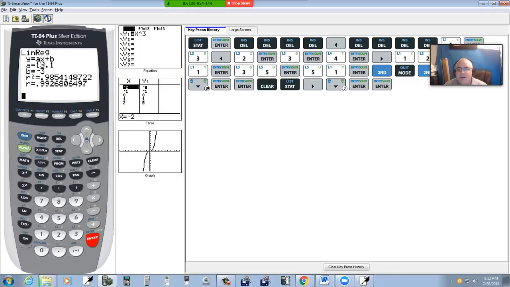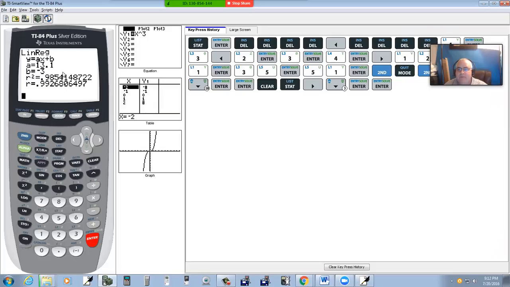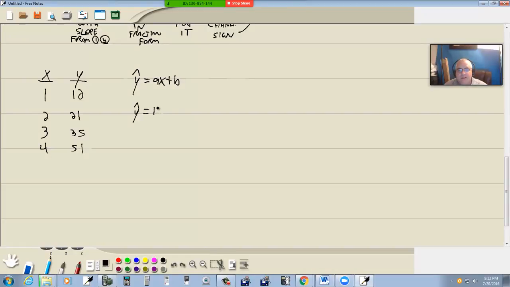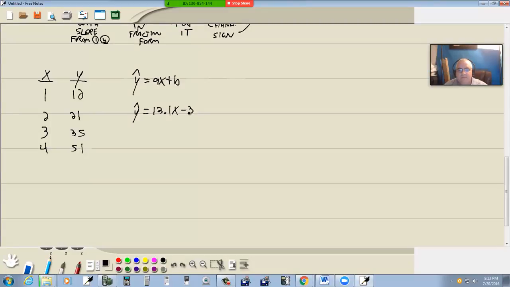Now, if you look at this equation at the top, it says y is equal to ax plus b. Usually when we're talking about linear regression models, we put a hat over this. It looks like that. It's called y hat, as weird as that seems. What that means is that's an estimate. Now we're going to plug in a, which we said was 13.1. So we got 13.1x, and we'll plug in b, which we said was negative 3.